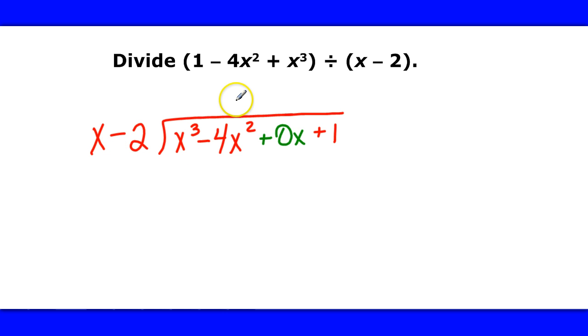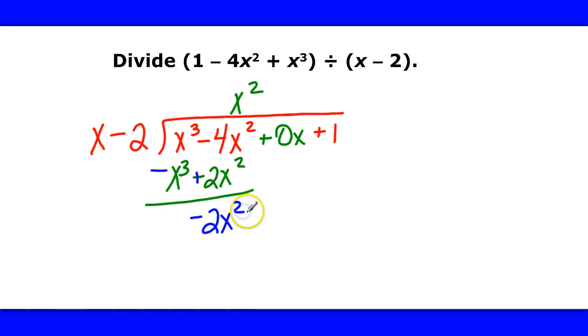What times x gives you x cubed? That's going to be an x squared. x squared times x is x cubed. x squared times negative 2 is negative 2x squared. Let's subtract these, and that's going to give me a negative 2x squared. Bring down my placeholder of 0x.